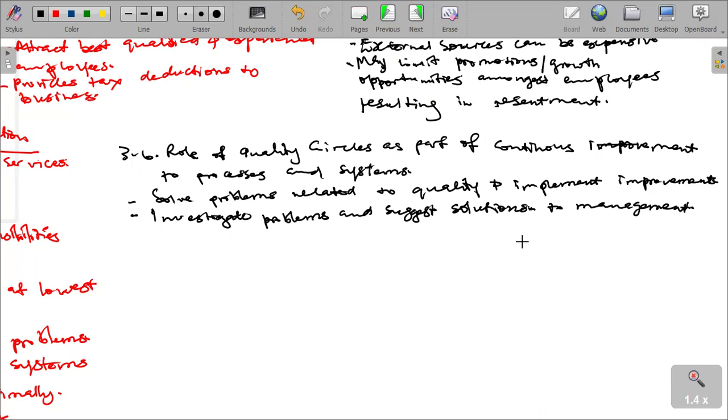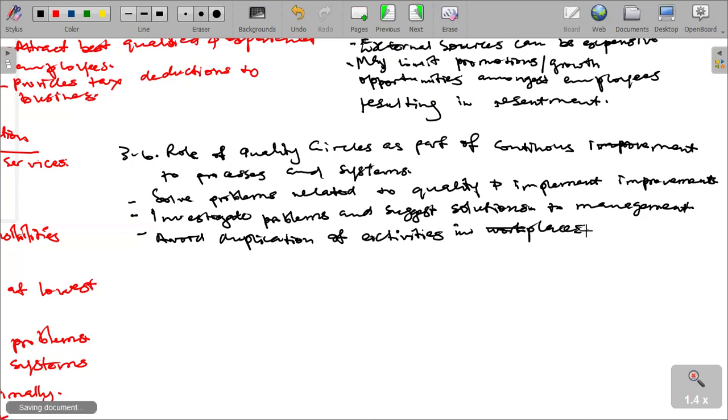We can also talk about ensuring that there is no duplication of activities in the workplace. It helps to avoid duplication of activities in workplaces.